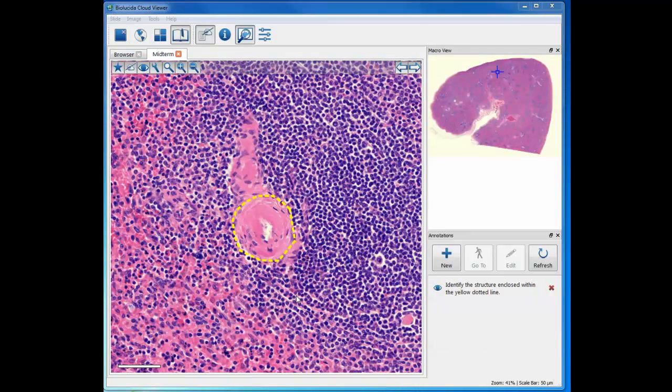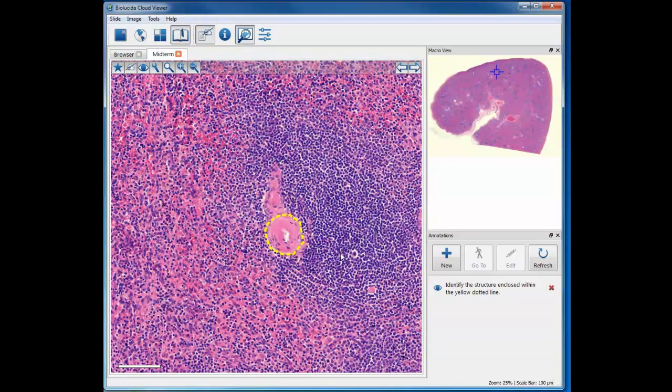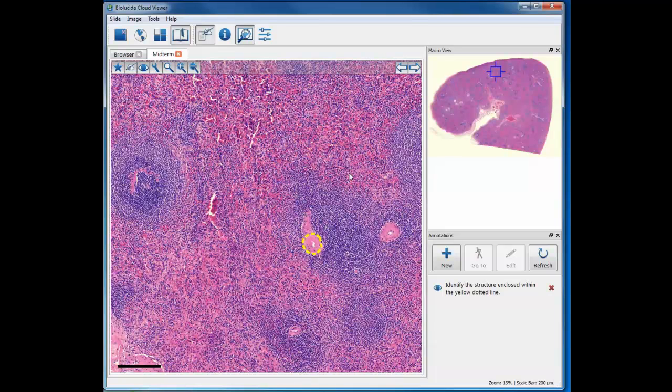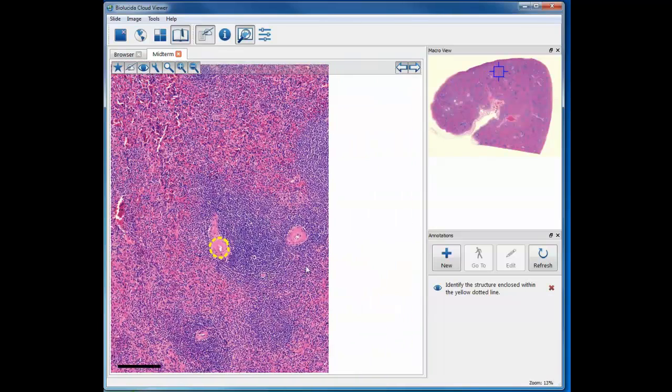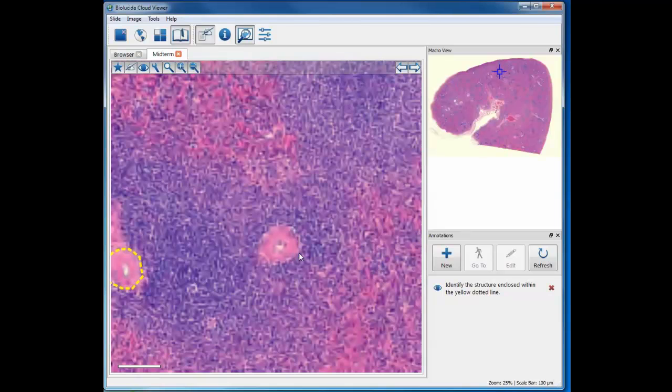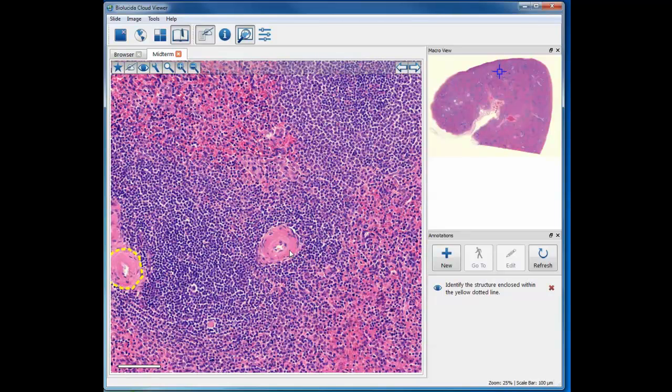This question simply asked, identify the structure enclosed within the dotted line. The answer that we wanted was central artery, or we even accepted artery in this case. But if you zoomed out, you could see that you have a collection of lymphocytes on the side of this, which suggests a nodule, and then you have a similar vessel right in the middle surrounded by lymphocytes, which you could imagine is the periarterial lymphatic sheath.